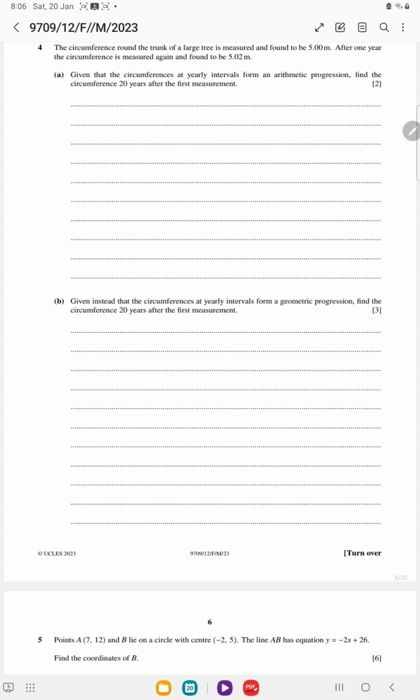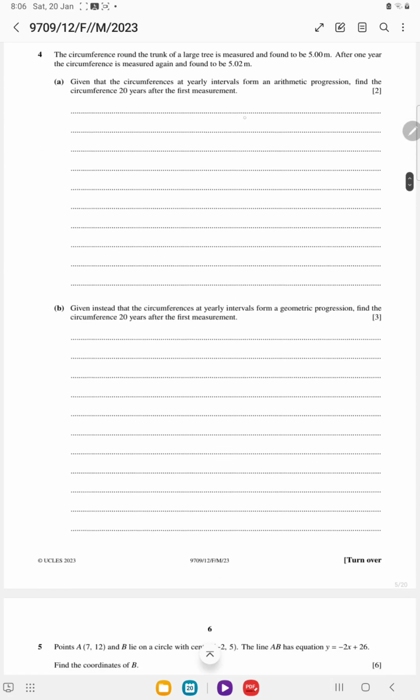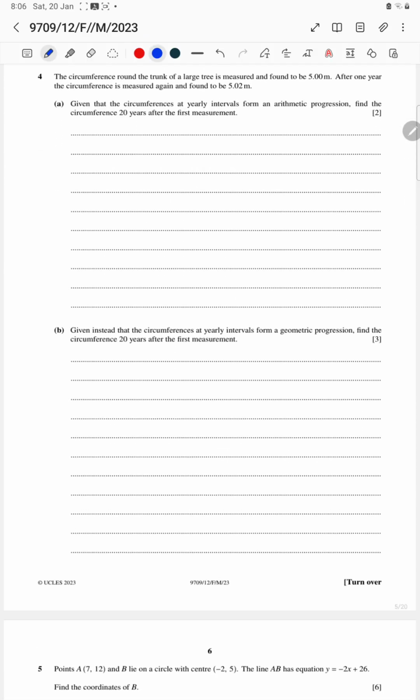Okay guys, in question number 4, the circumference around the trunk of a large tree is measured and found to be 5 meters.